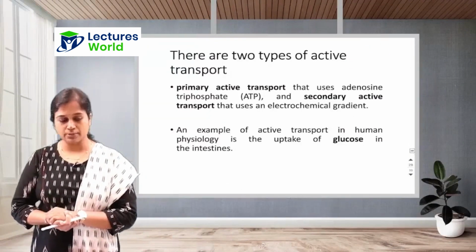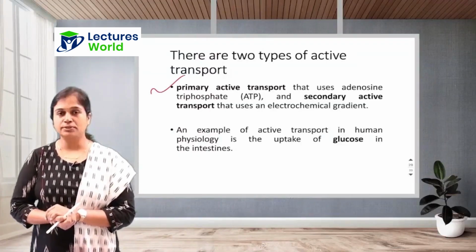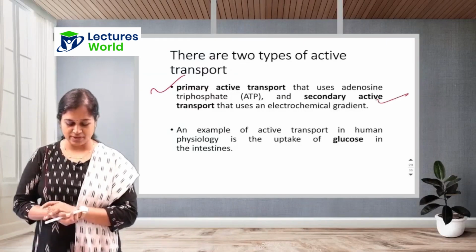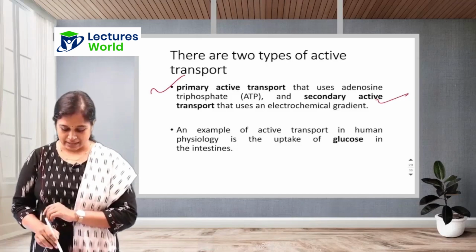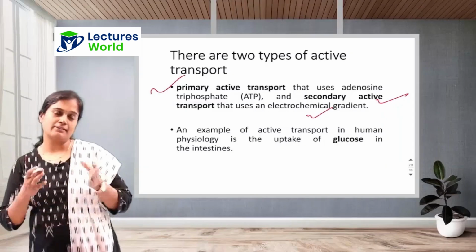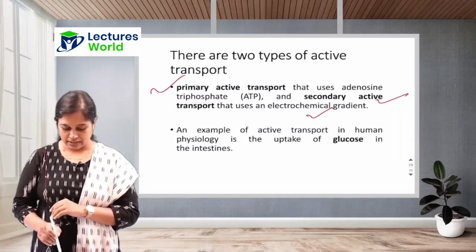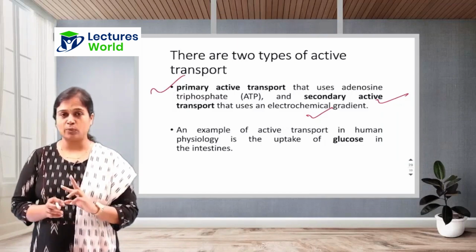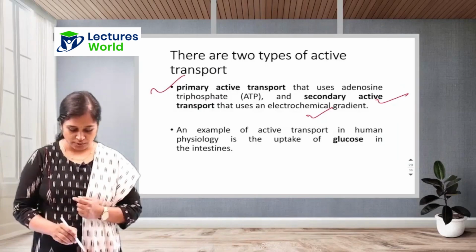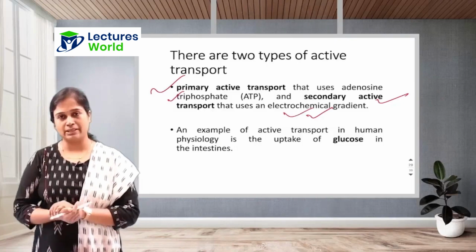Now there are two types of active transport. The first is primary active transport that uses adenosine triphosphate, that is ATP, and the second is secondary active transport that uses an electrochemical gradient. So active transport is again divided into two: first is the primary active transport and second is the secondary active transport. Both transports use energy in a different way. The primary active transport uses ATP, whereas secondary active transport uses an electrochemical gradient.